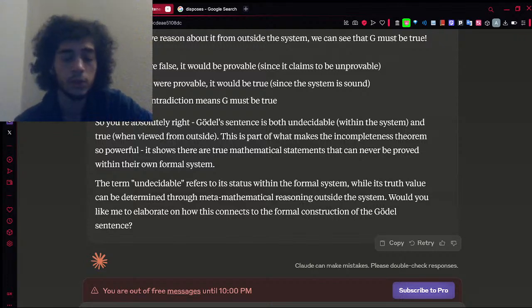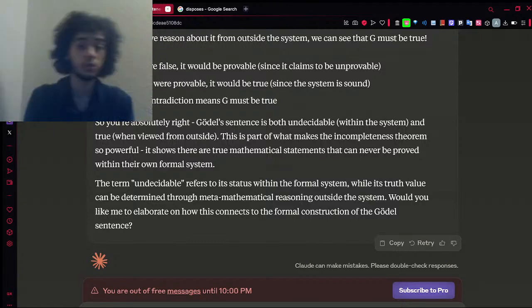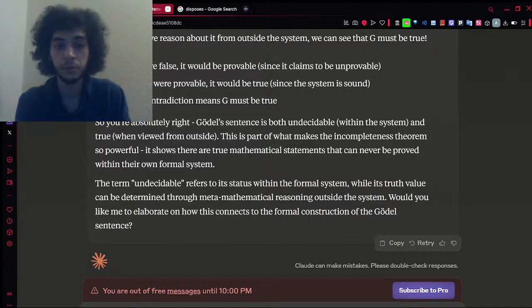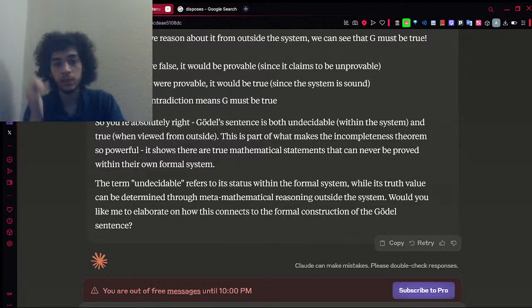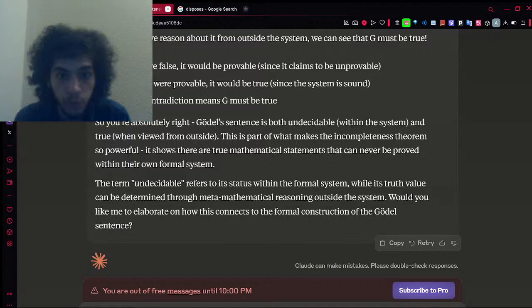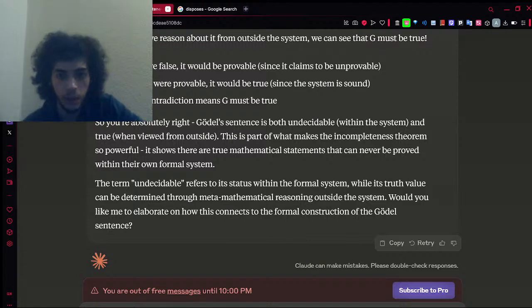Okay, so viewing it from outside is necessary. The term undecidable refers to a status within the formal system, not from the outside, while its truth value can be determined through mathematical reasoning outside the system. Would you like me to elaborate on how this connects to the formal construction of the Gödel sentence?